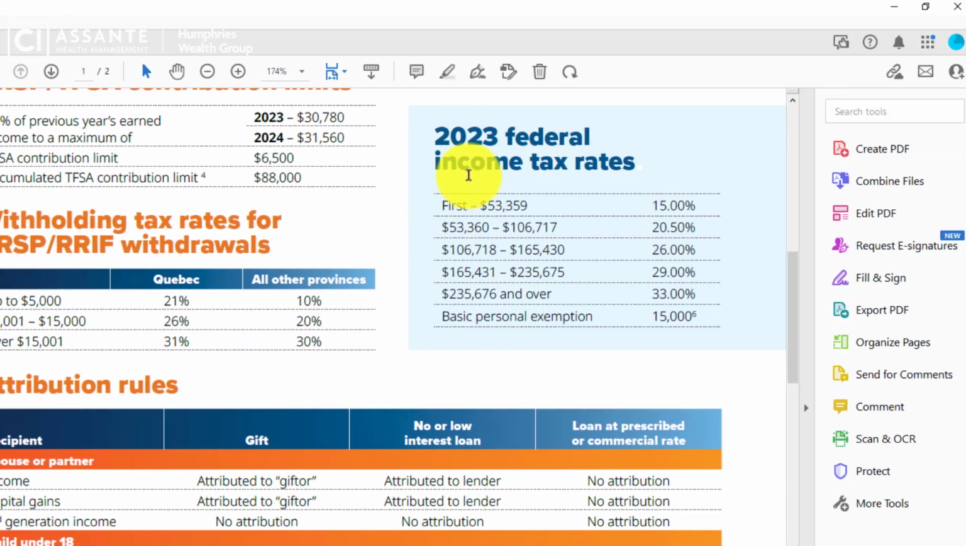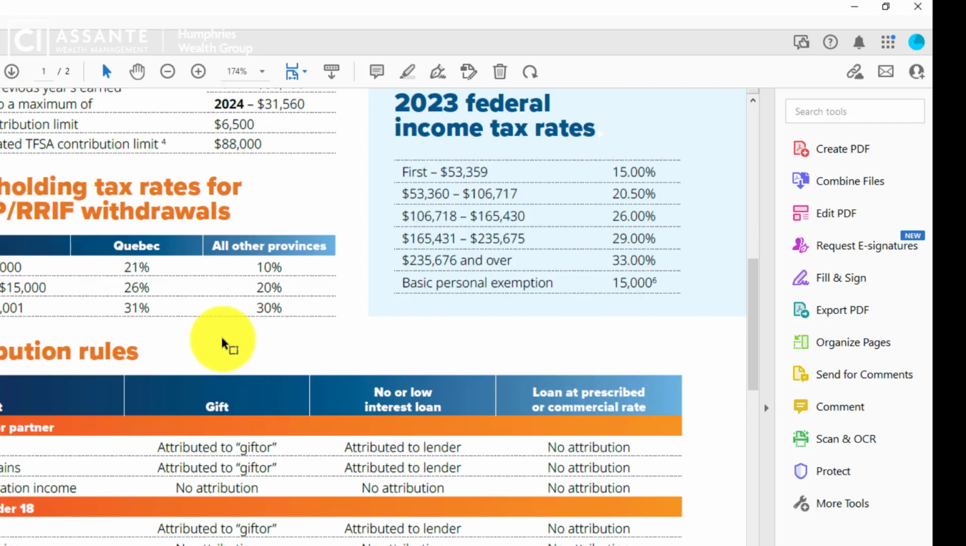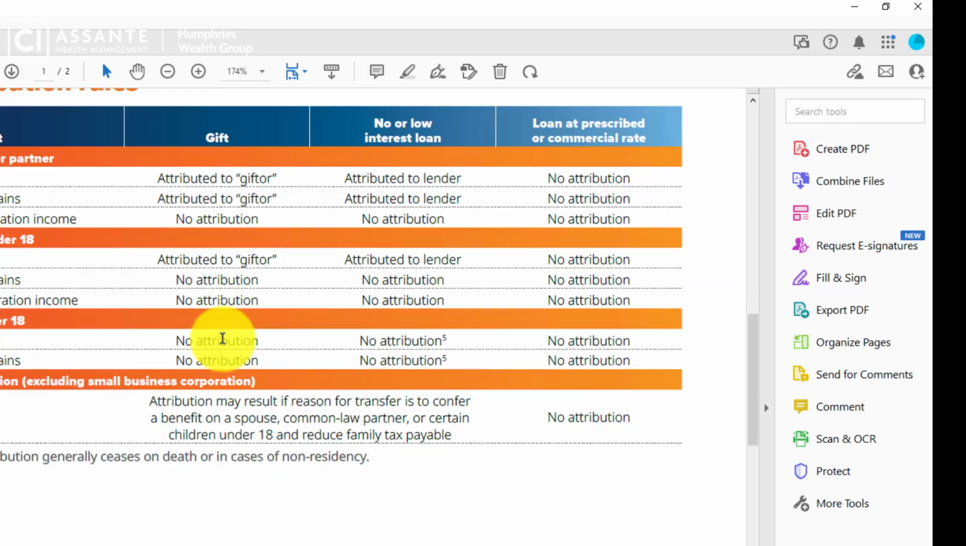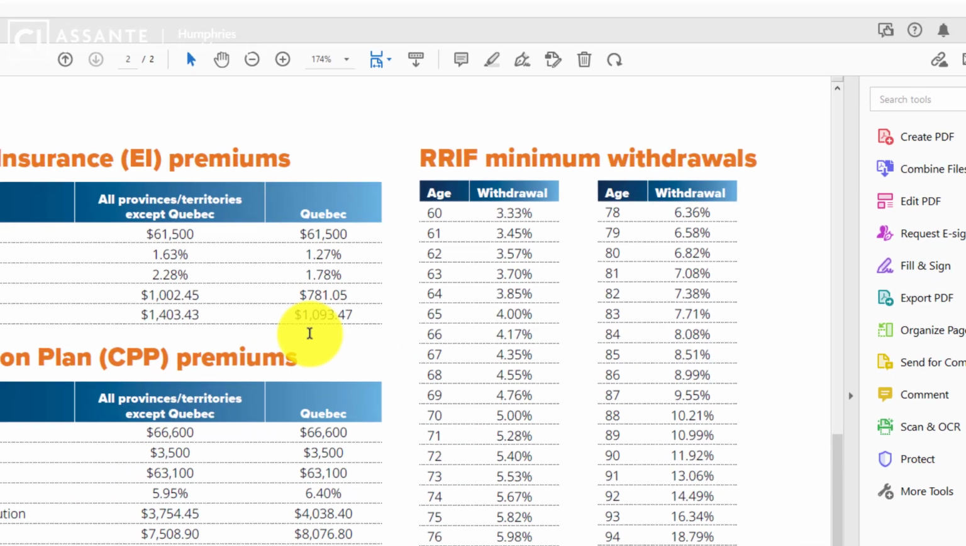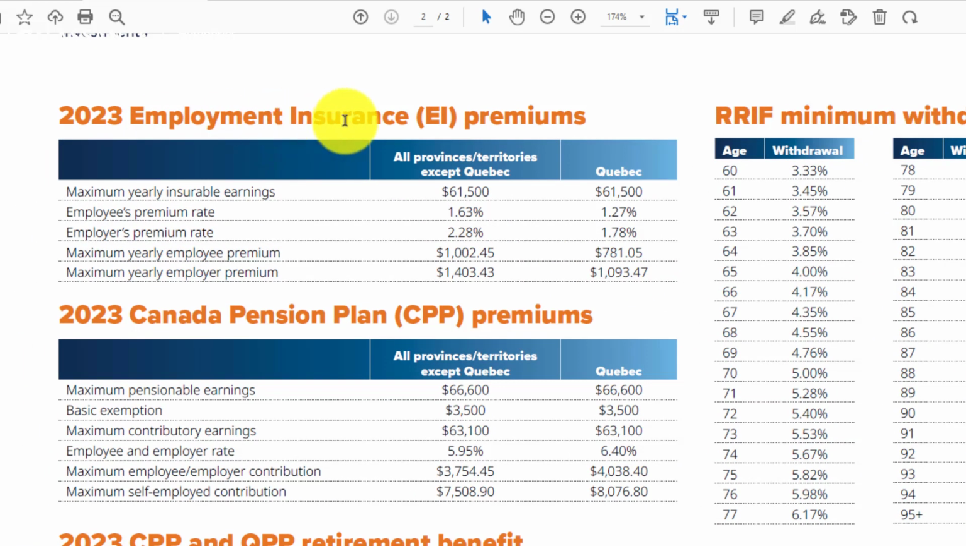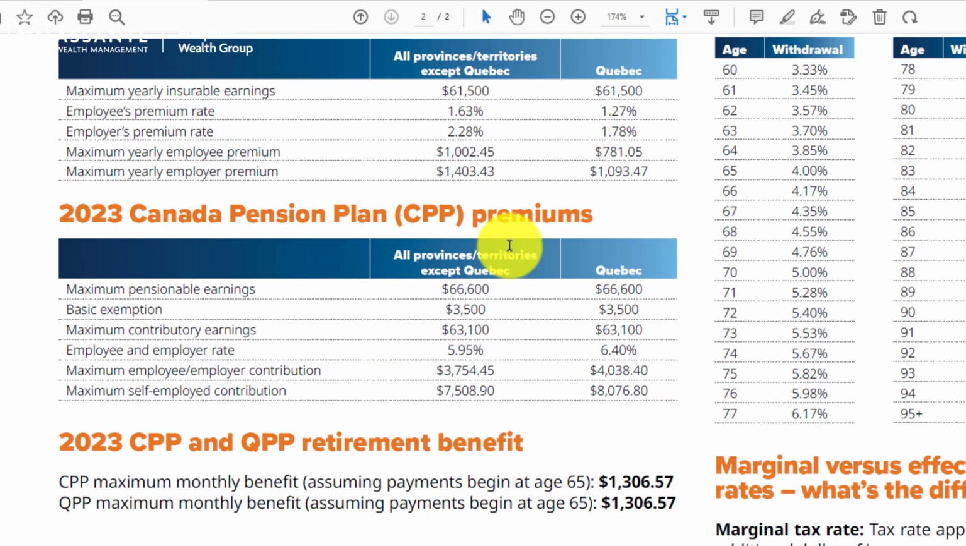If you look at the 2023 federal income tax rates, if your income's under $53,359, it's 15%. If your income's between $53,360 and $106,717, it's 20.5%. So again, you have to take the federal rate and then the provincial rate to give you the total tax rate. So again, if we go through this guide, there's some attribution rules. I won't cover that in this video. We've got the 2023 employment insurance premiums. We've got the 2023 Canada Pension Plan premiums.